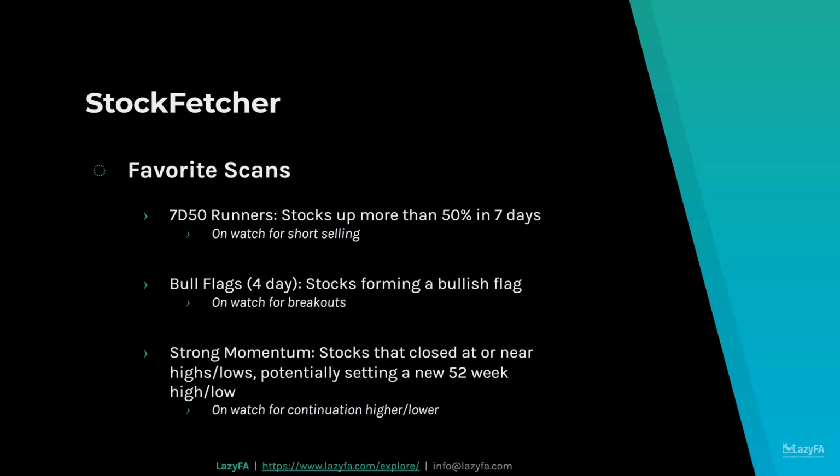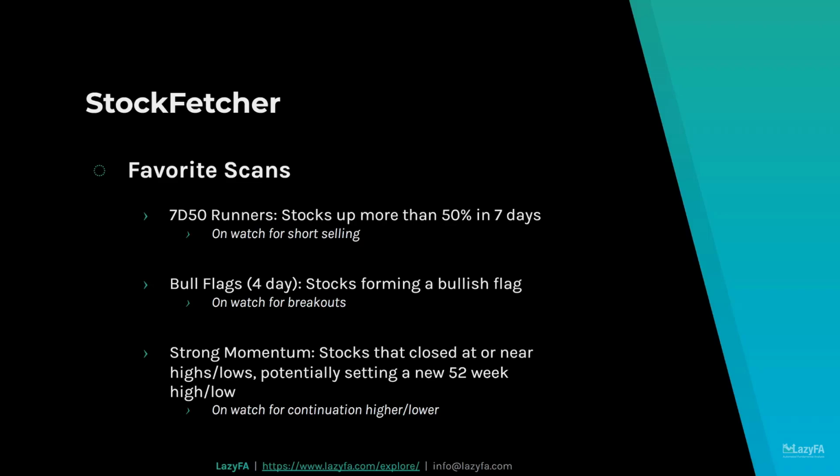I have a few different scans that I'll go through. These are custom scans that I've written, and these are three of my favorite ones. I've got probably 40 or 50 different scans, but these are the ones that I find consistently return high quality charts that tend to move in a predictable way. The first one I call 70-50 runners, similar to what I'm looking for in the Finviz top gainers list. I'm looking for stocks that are up more than 50% in 7 days, and those I put on watch for short selling.